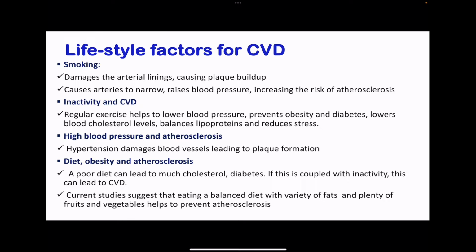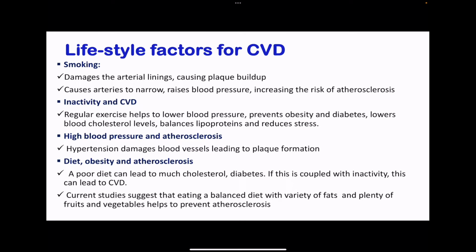So for smoking, of course, the chemicals within the smoke cause damages to the arterial lining, and this can lead to buildup of plaque. Smoking also causes arteries to narrow, and this raises the blood pressure, increasing the risk of formation of atherosclerosis, and that could lead to CVD.